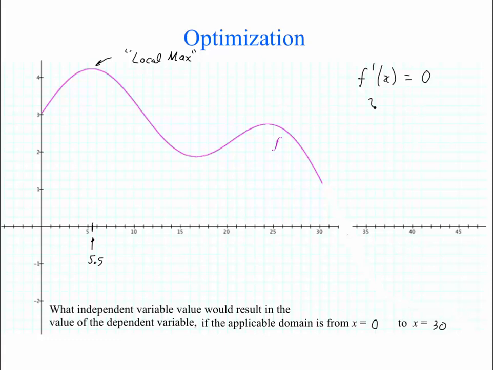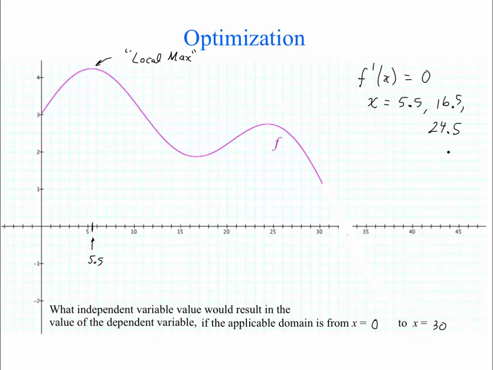We would get x equals 5.5. Is that all? Something like 16.5. And? Yes, thank you. And? 24.5. Okay, well now, that's 3 possibilities. We want to know what's the best.